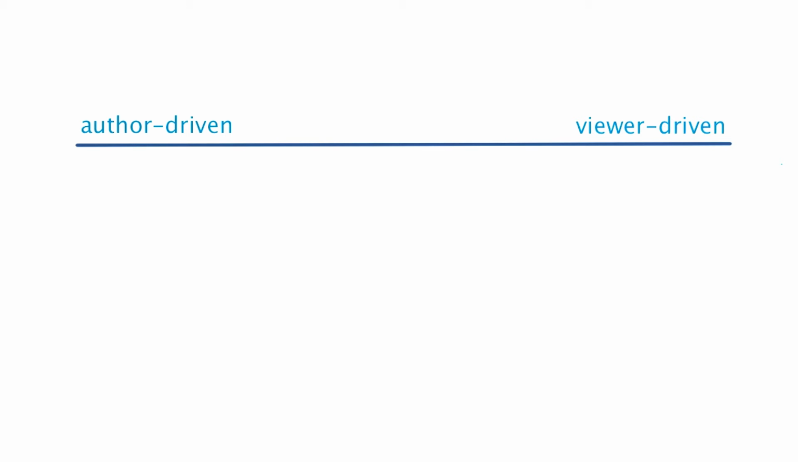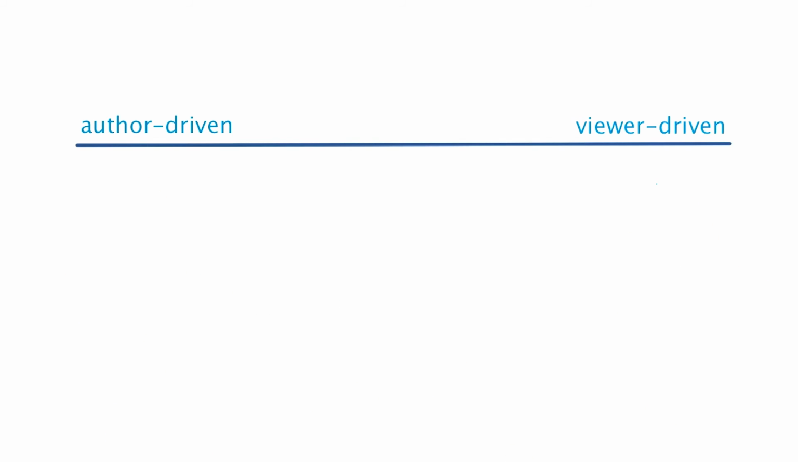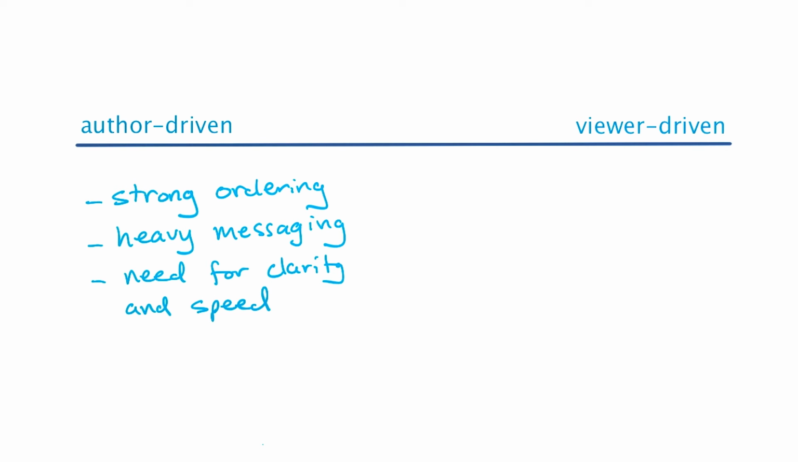Visual narratives, often called narrative visualization, combine conventions of communicative and exploratory information visualization to convey an intended story. We often see stories fall within a spectrum between being author-driven and viewer-driven. Visualizations that have few exploratory elements are often called author-driven and are useful for narratives that have strong ordering, heavy messaging, or have a need for clarity and speed in the narrative.